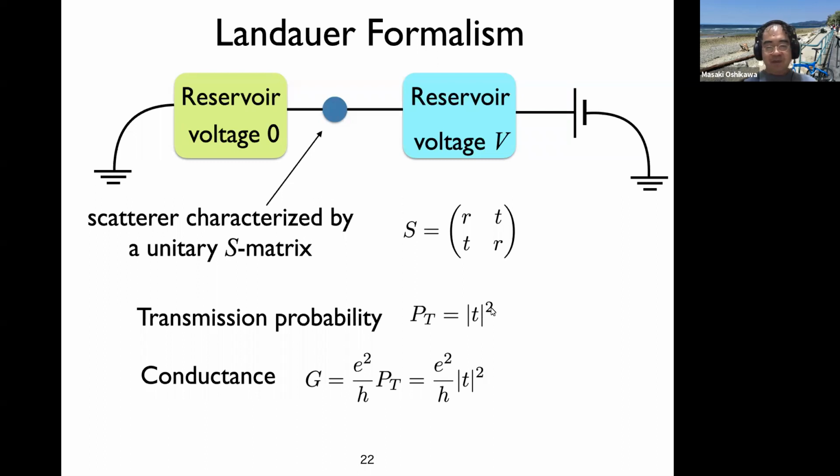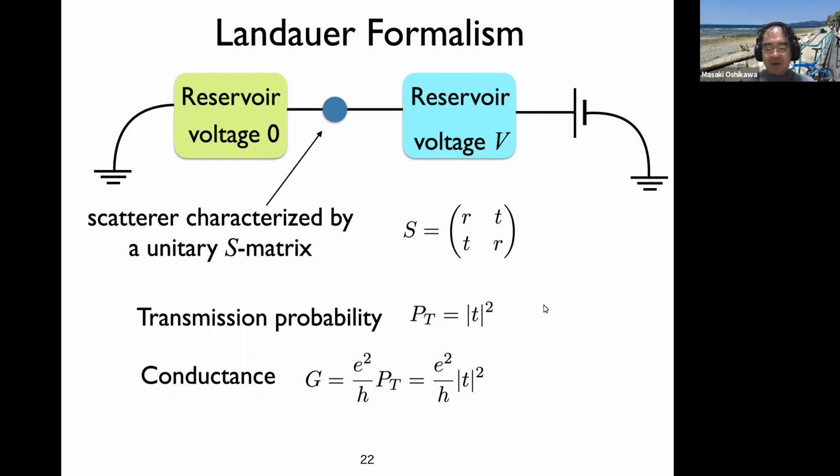I'm not going to review the Landauer argument itself, but if this barrier is characterized with this S matrix and the transmission probability P_T equals the absolute value of T squared, then the conductance of this system is given by e squared over h times this transmission probability. And the resistance is just the inverse of this conductance.